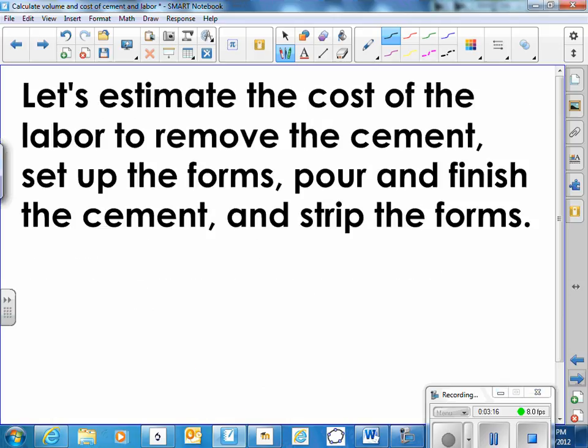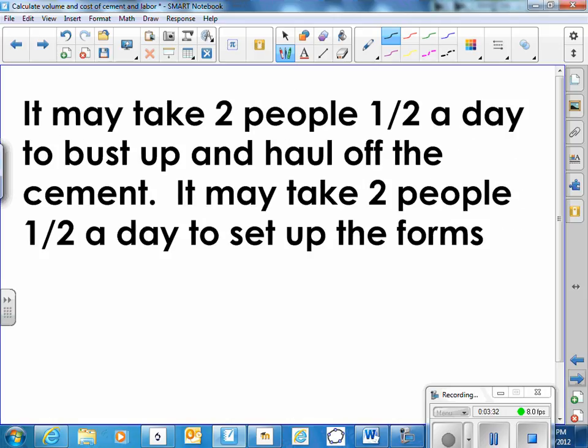So if we want to estimate the cost of the labor to remove the cement, set up the forms, pour and finish the cement, and strip the forms, we could try to estimate how much time it would take for each of those steps. Let's say it takes 2 people half a day to bust up and haul off the cement. And then it takes 2 people a half day to set up the forms.